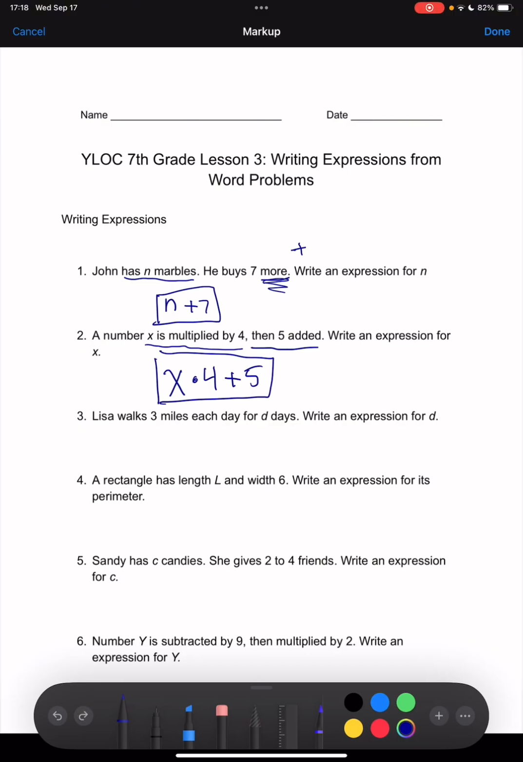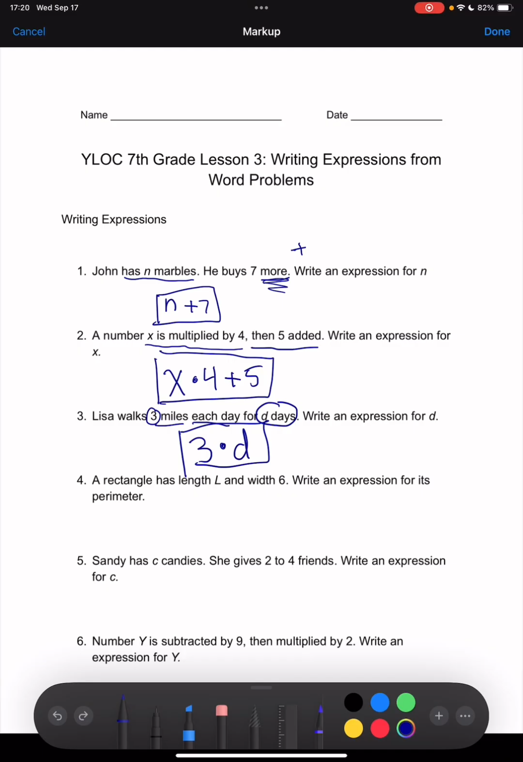Number 3. Lisa walks 3 miles each day for D days. Write an expression for D. We do not know the number of days she walked for, but we know that each day she walked 3 miles. So in math, usually in word problems, there's the word each, and that usually indicates that there's going to be multiplication. So that's going to be 3 times D days. We do not know what D is, but we're just writing an expression.